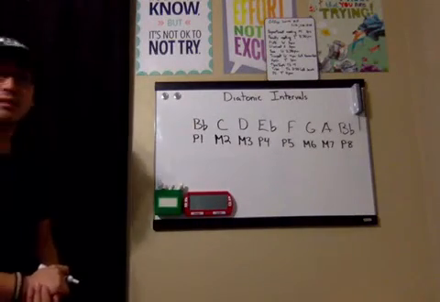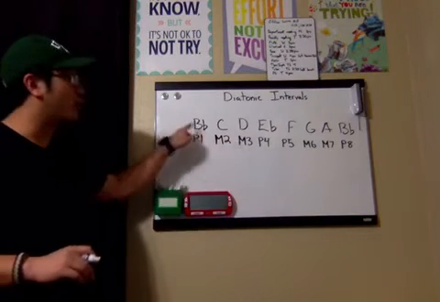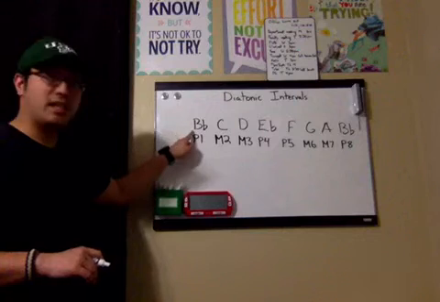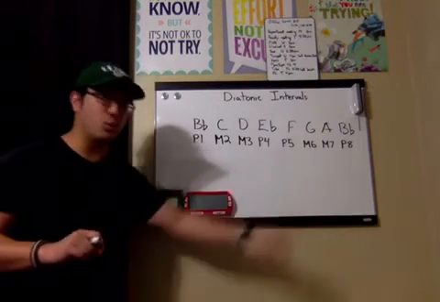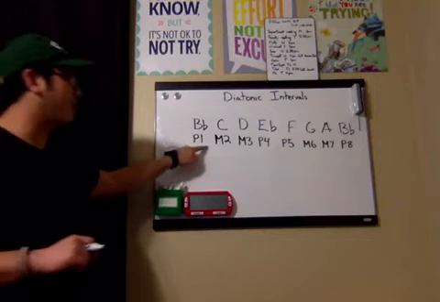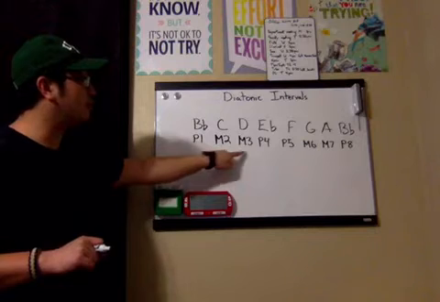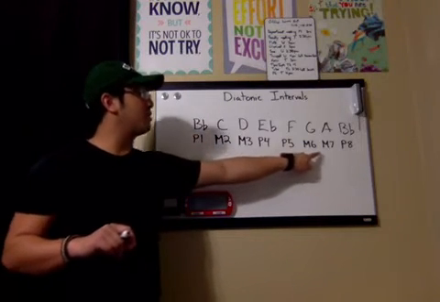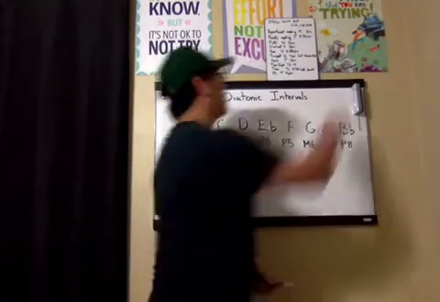These intervals exist in every single key signature, no matter what the scale is. The distance from the key note, or the first note you're counting from, to whatever note within the scale will always have this formula of perfect unison, major second, major third, perfect fourth, perfect fifth, major sixth, major seventh, and perfect octave.